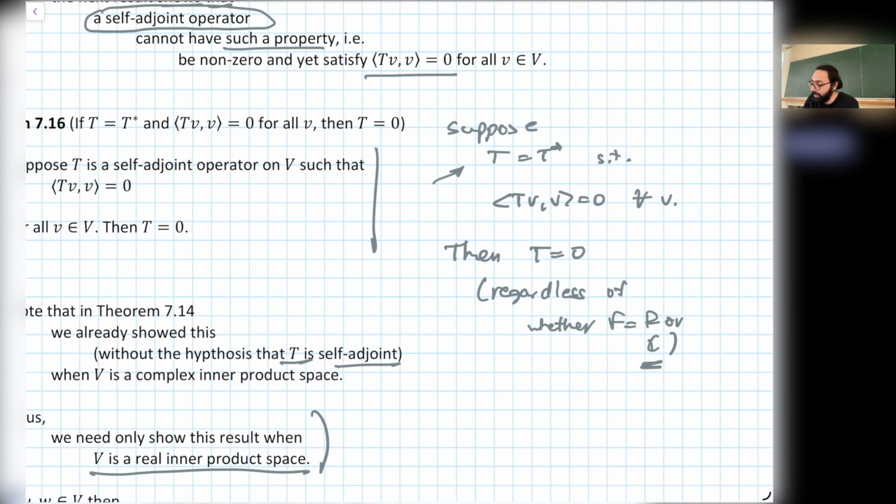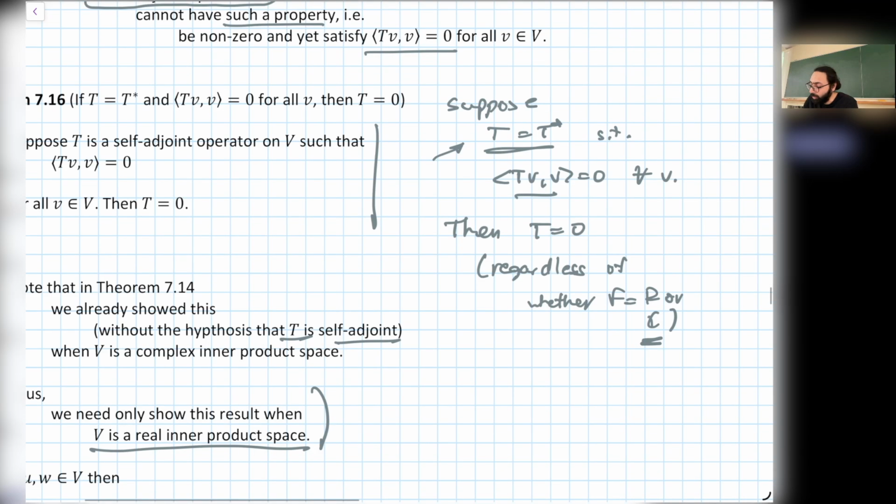So the theorem statement is saying, suppose you have a self-adjoint operator, and it satisfies <Tv, v> is 0 for all v. Then we want to conclude that T equals 0. If you remove the self-adjoint hypothesis, then the statement is not true when you're looking at real spaces. Remember the counterexample with 90-degree rotation. Okay, that is the statement. How do we prove the statement? That's what we're going to do.